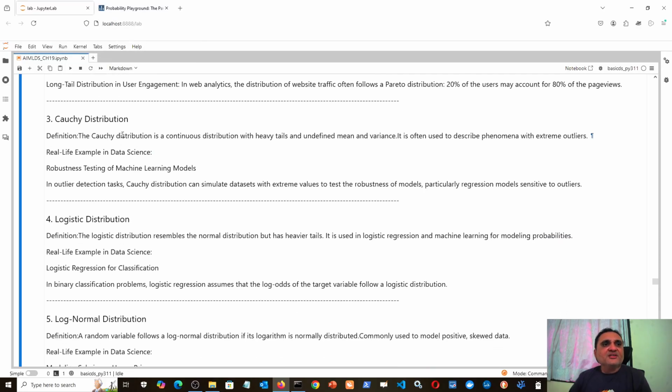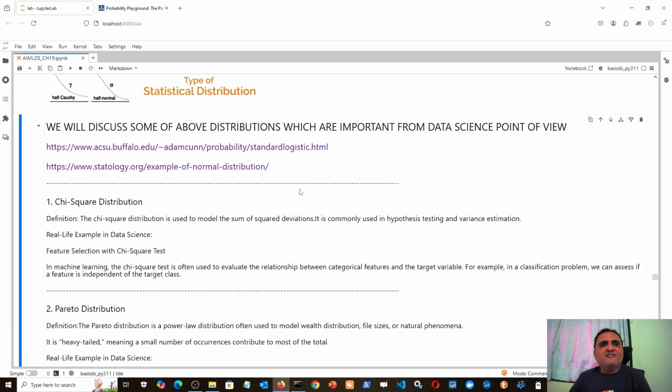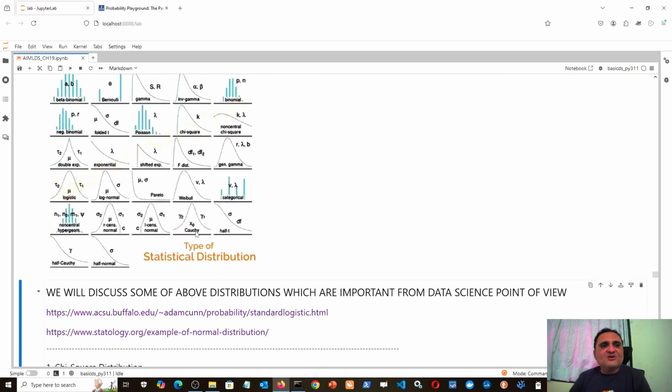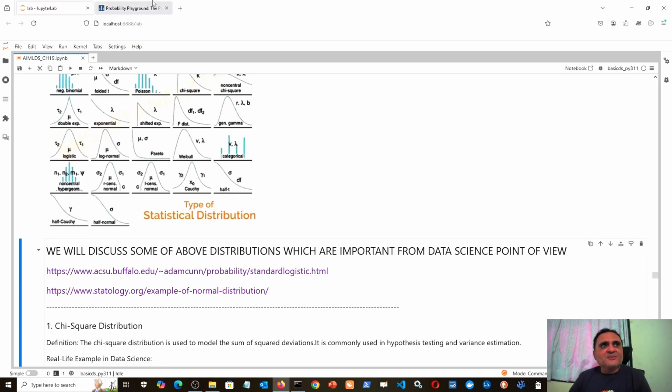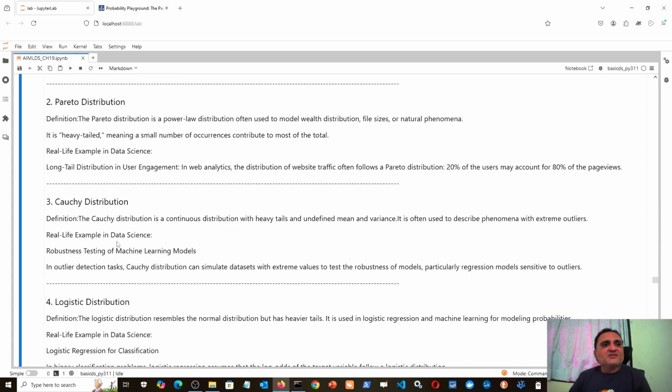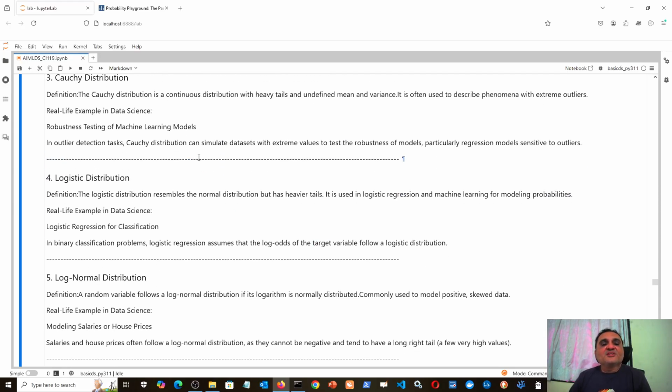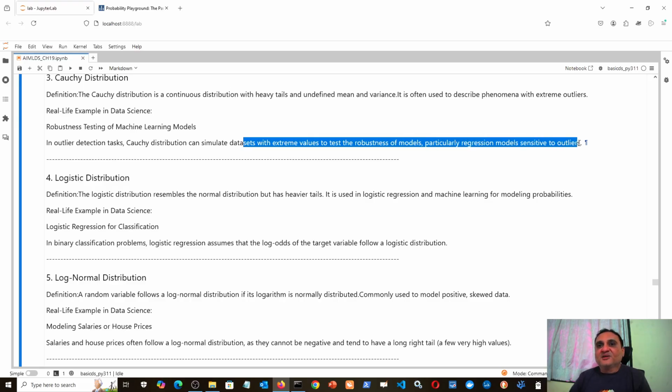Cauchy distribution. Cauchy distribution is also a continuous distribution with a heavy tail, like chi-square, like this chi-square. This is Cauchy. So what is its use? It is used in testing of machine learning models, particularly for outlier detection. Cauchy distribution can simulate data sets with extreme values, and then they test the robustness of models, particularly regression models which are sensitive to outliers.